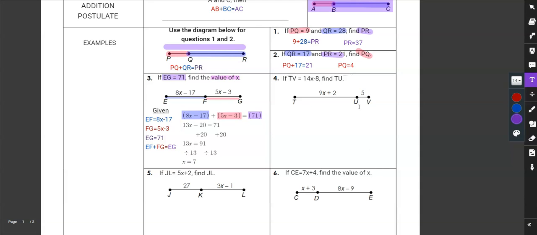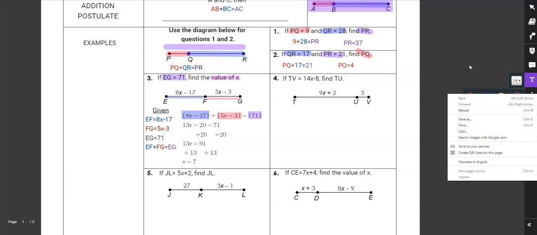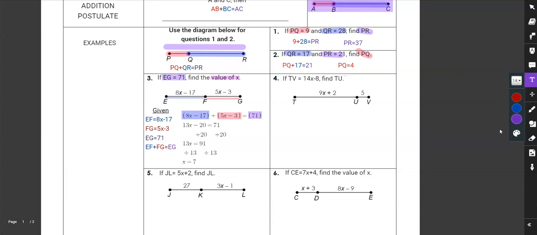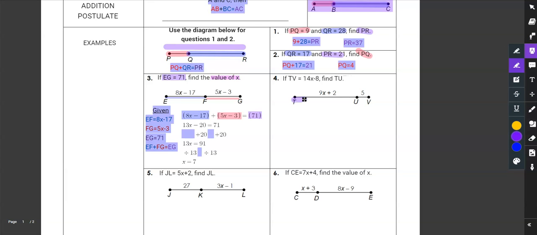All right, number 4, if TV is 14x minus 8, find TU. So what we're going to do is, let's go ahead and do some color coding. The whole thing is going to be TV, and then we have TU, and we have UV.